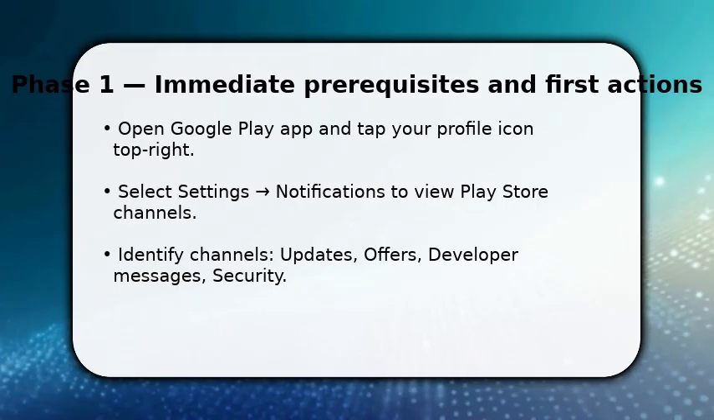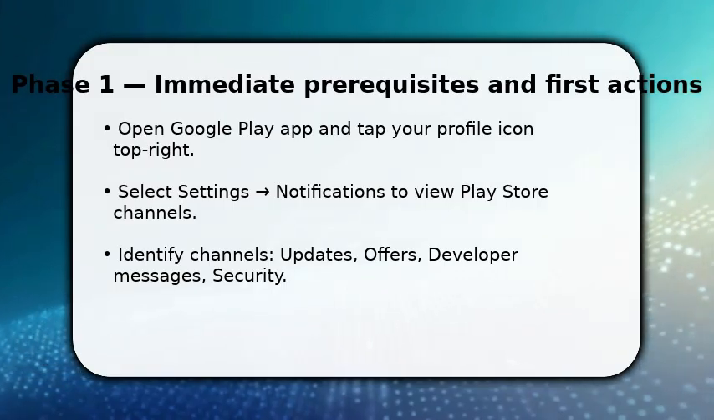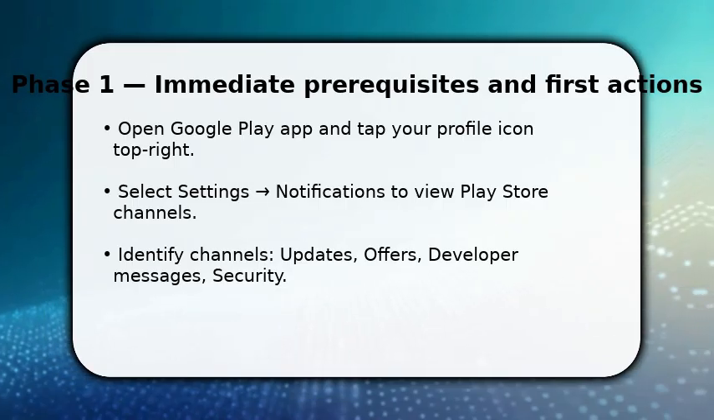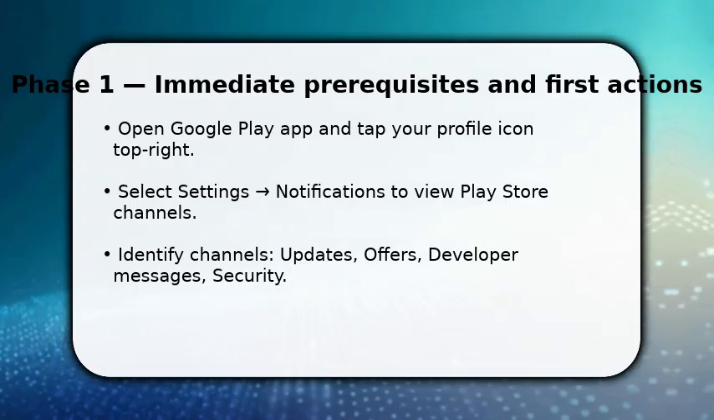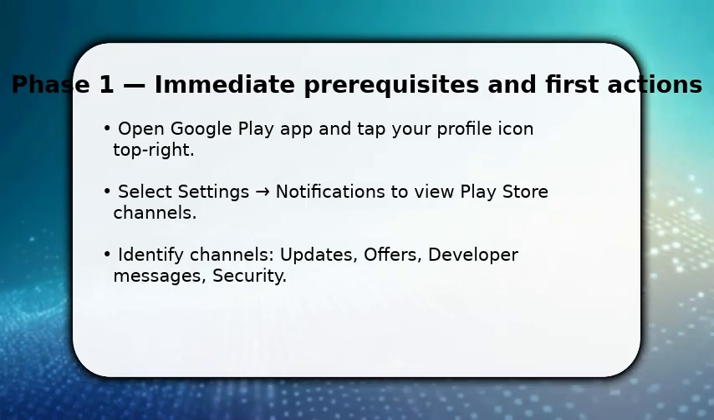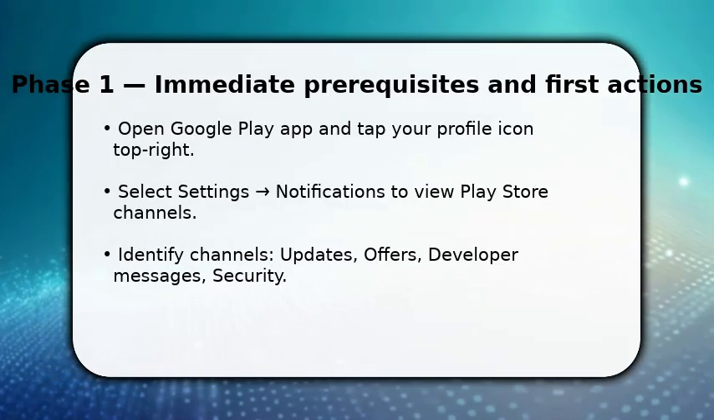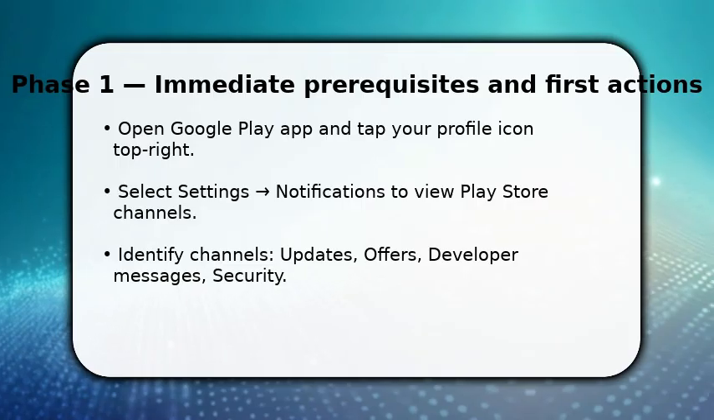You start inside the Play Store, tap your profile icon top right and go straight to Settings, then Notifications. This shows notification channels: updates, offers, developer messages, and security. You need this view to control what the app can push because Android routes notifications per channel. Turning a channel off stops that type of alert.